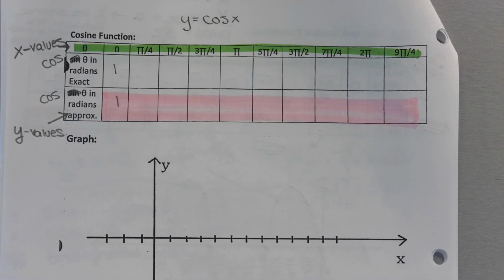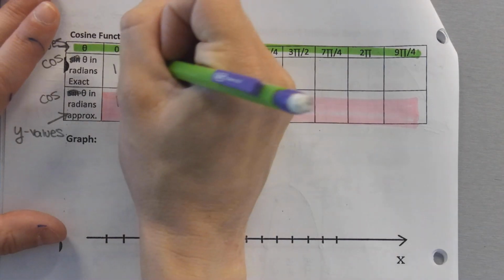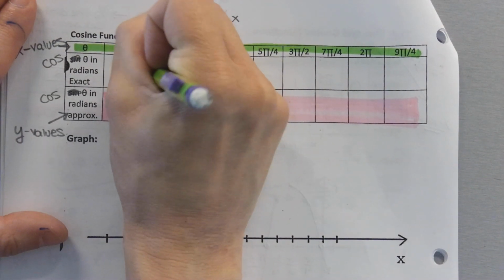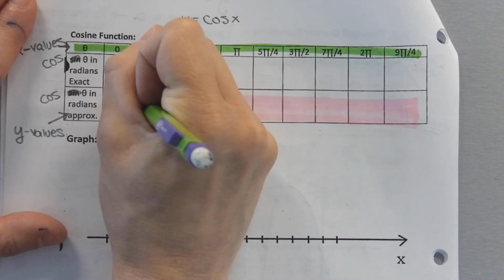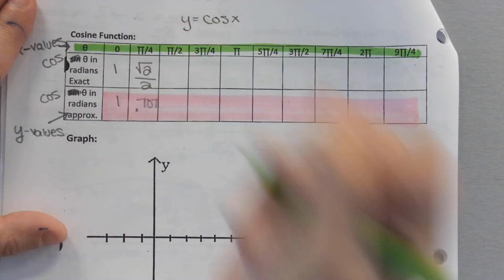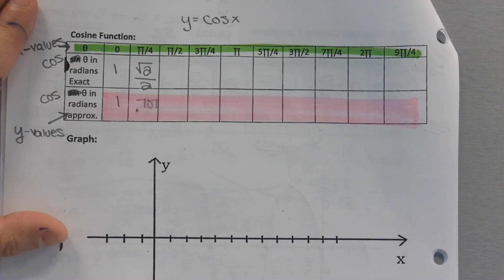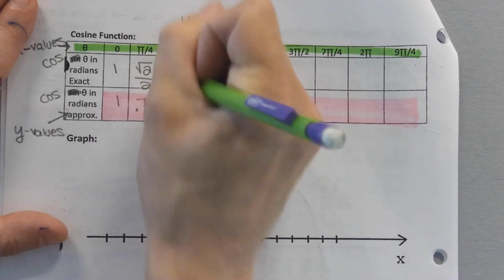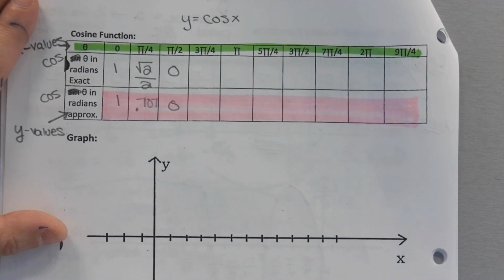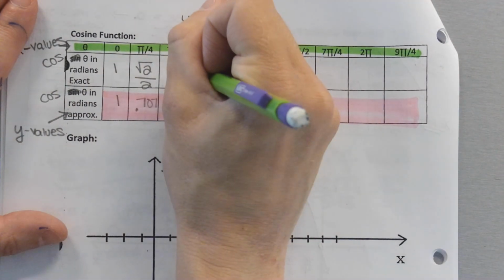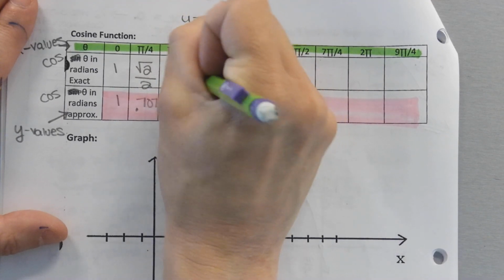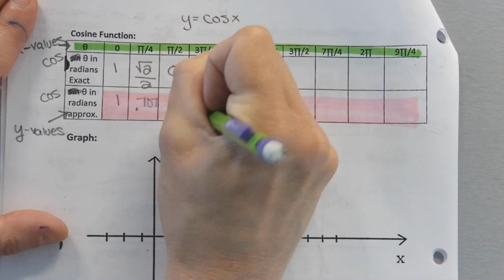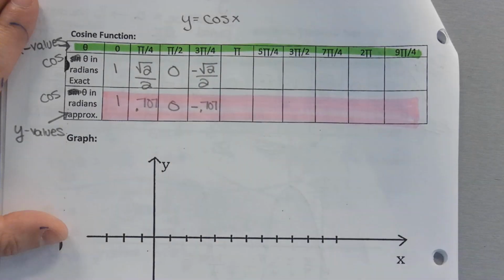Okay, go to pi over 4. What's your cosine? Root 2 over 2. And we know what decimal that is? 0.707. Okay, next, go to pi over 2. What's your cosine? 0. Decimal equivalent, still 0. 3 pi over 4. Negative root 2 over 2, so negative 0.707.